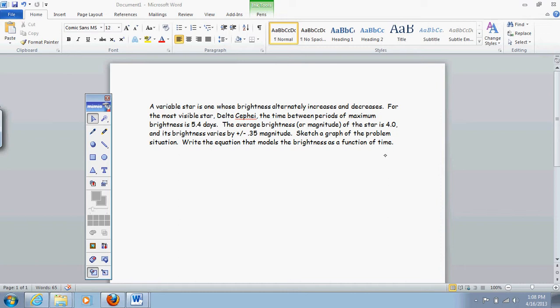Sketch a graph of the problem situation. Write an equation that models the brightness as a function of time. So what I'll do is I'll do both. I'll write the equation first, and then we'll take a look at how the graph might look.